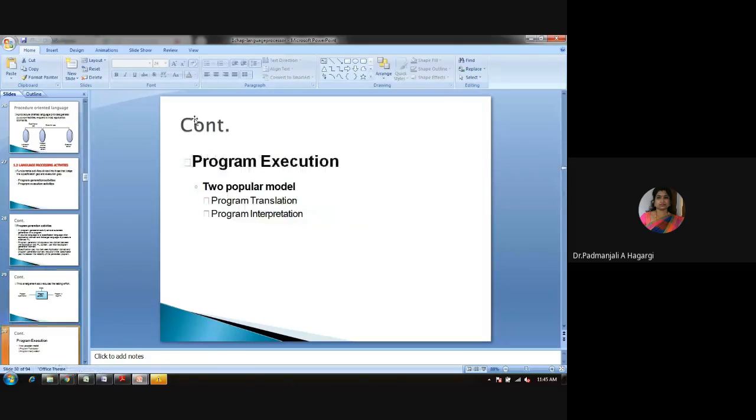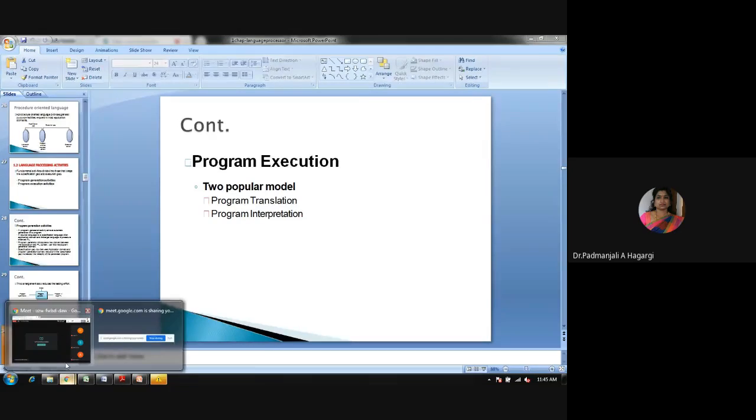In program execution, there are two popular models, that is program translation and program interpretation. Program translation and interpretation is nothing but how each line of the code is interpreted into the machine.